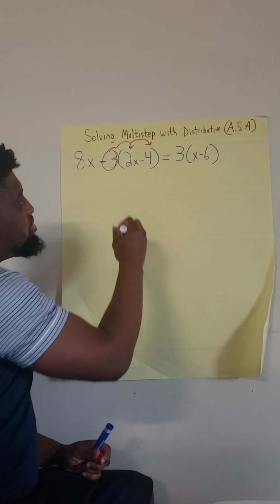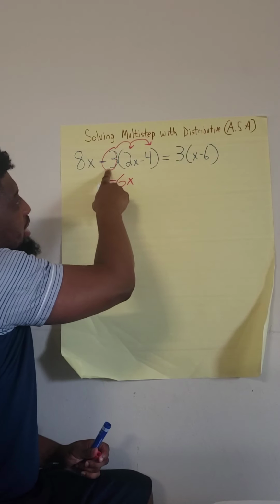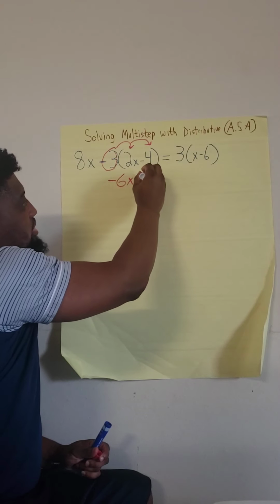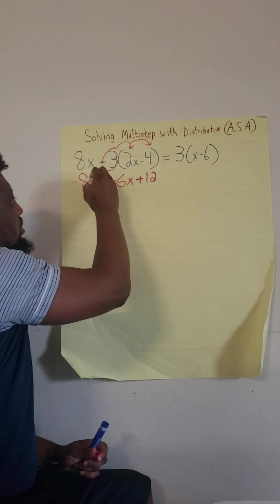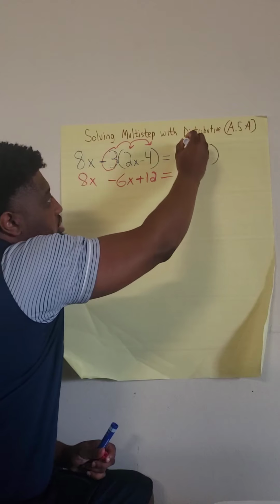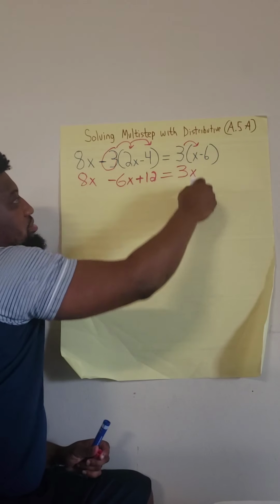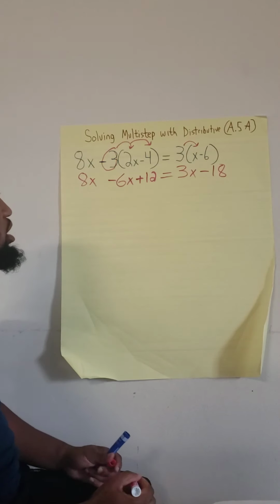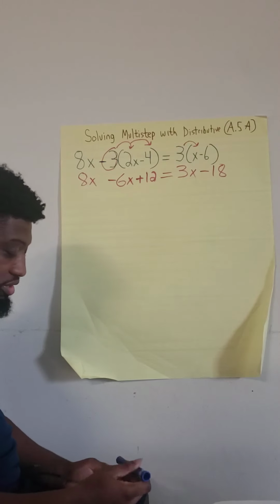That's -3 times 2x, which gives you -6x. And it's -3 times a -4, which gives you a +12. Then you want to bring this down. And then you want to do the same thing on this side. 3 times x, which is 3x. And then 3 times -6, which is -18.